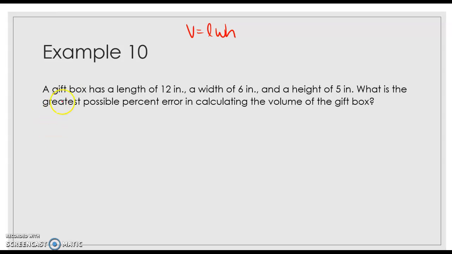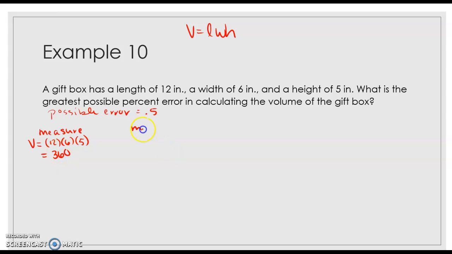Because all of these are measured to the whole inch, our possible error is going to be 0.5, because that is half of a full inch. Starting with measured, the volume is the length, 12, times the width, 6, times the height, 5. When I do that multiplication, 12 times 6 times 5, we get 360.